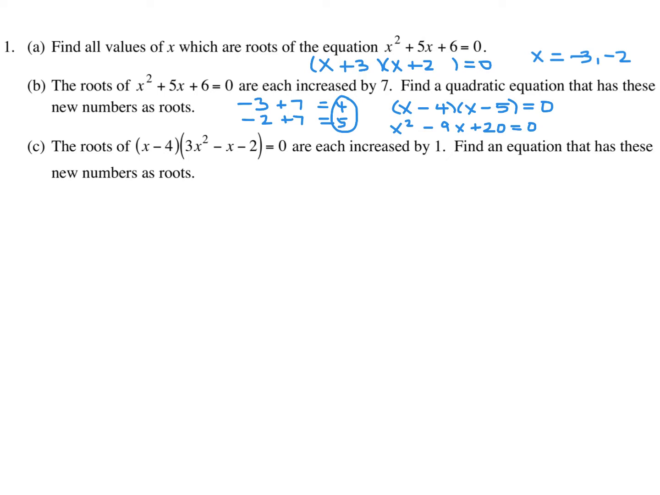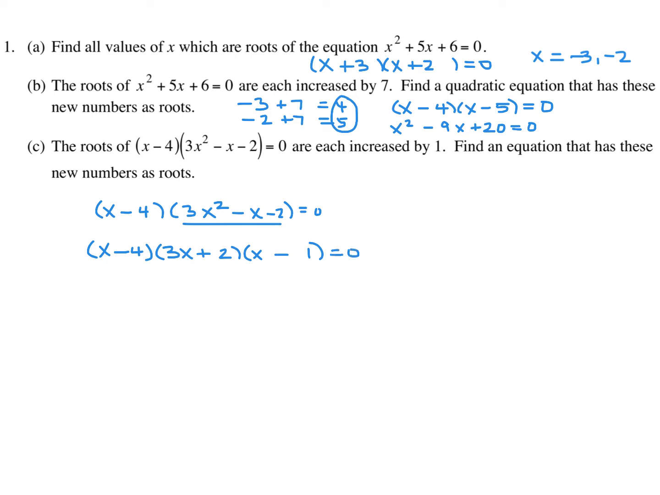Part C. The roots of this equation are increased by 1. Find an equation that has these new numbers as roots. Okay, so first thing we have to do is figure out what are the roots for this equation. And let's factor this guy here. So let's see, I think that would be 3x, x, 2 and 1, and then plus minus, I believe. That would be the factors. Yeah. So that means these roots are x equals 4, x equals minus 2 over 3, and x equals 1.